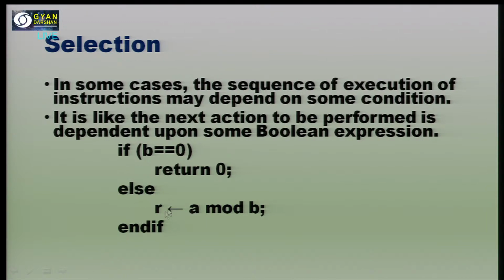So in case B is 0, it simply returns 0. Otherwise, if B is not 0, then it will compute the value of A mod B. That is the if condition. So this is the selection, and most of the time selection is one of the most important statements when you are writing your own programs or building your own algorithms. So it is very essential that you come up with or use selections wherever possible.